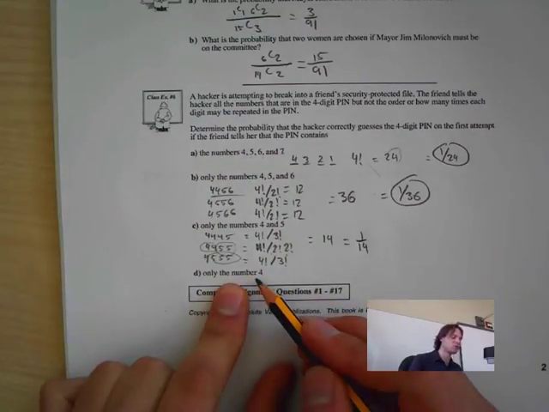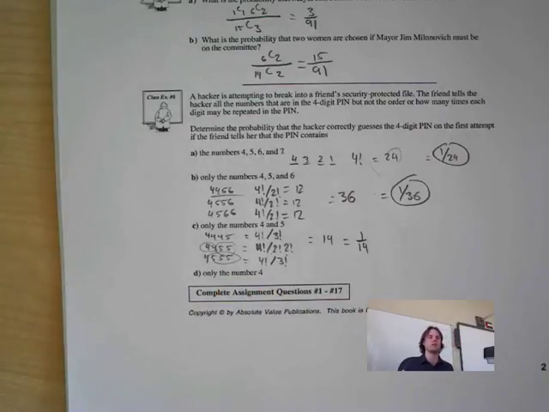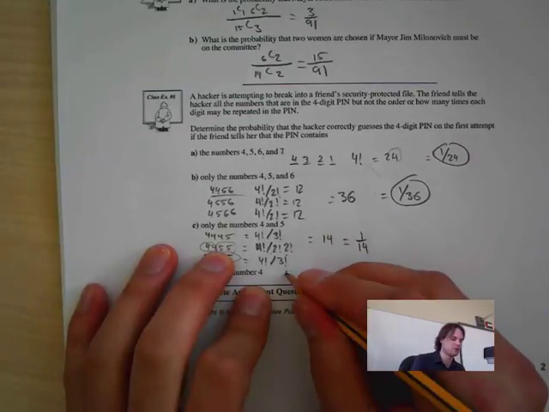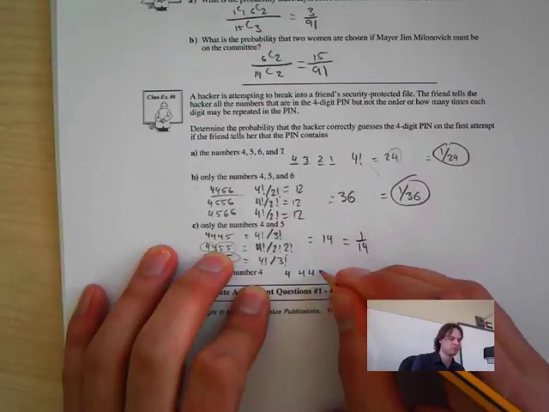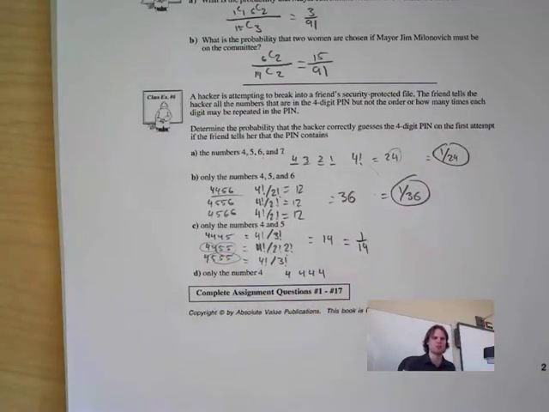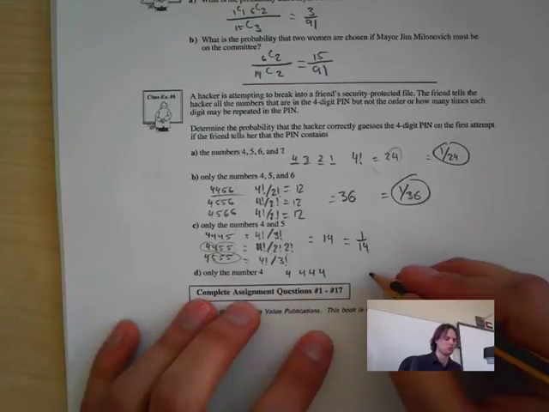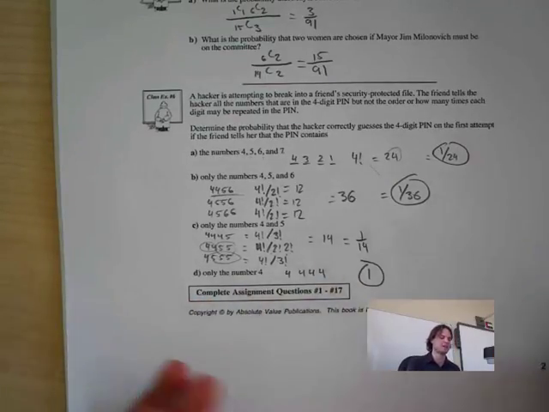So now let's look at the last one. Only the number 4. So we only want the number 4. Well, that means everything is 4. That's it. Doesn't matter what order those are in. That's everything, so he'll get it no matter what. He has a 100% chance of getting it.